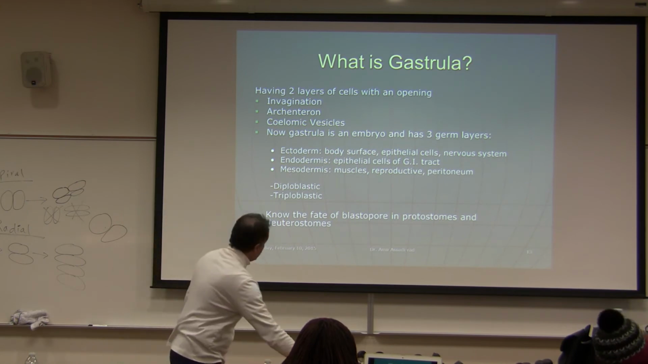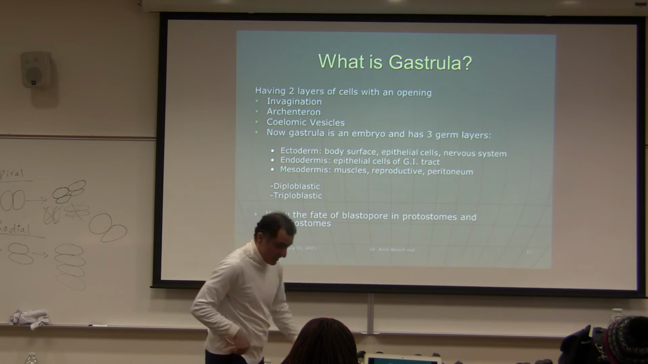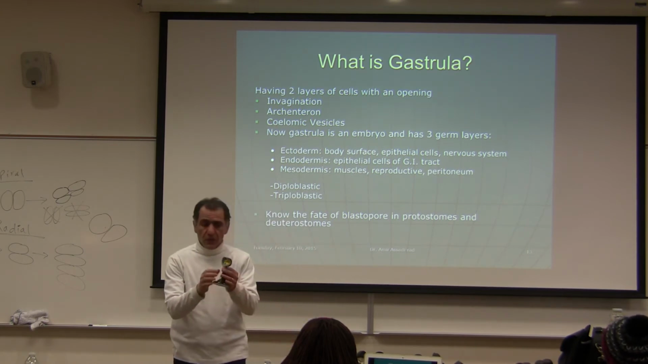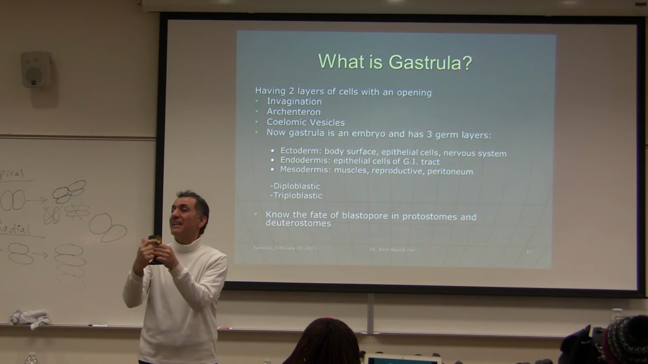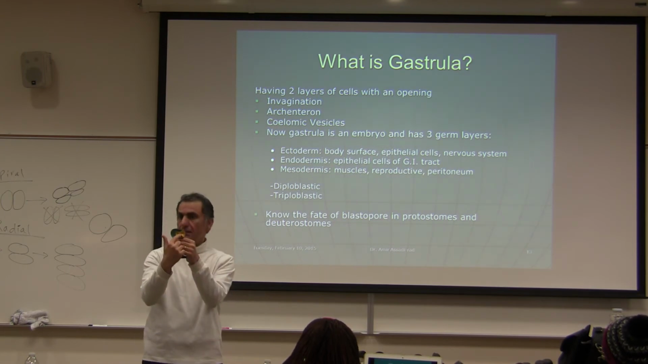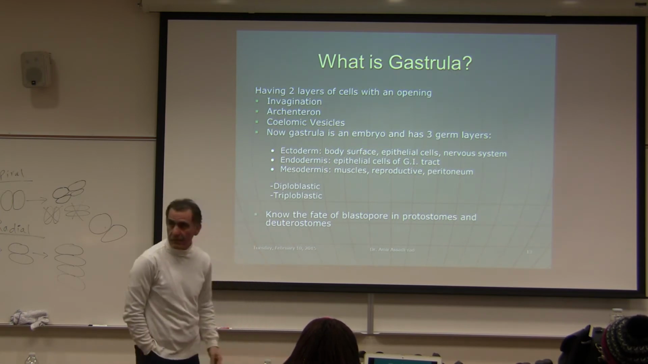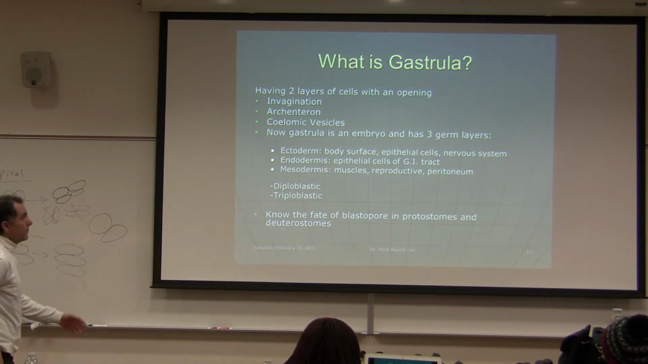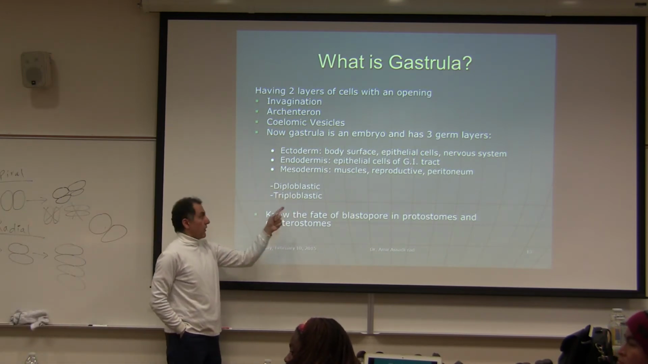Okay, so let's move on and then know the fate of blastopore. The blastopore, right here, does it become mouth or does it become anus? If it becomes mouth, then it is a protostome animal. If it becomes anus, it's a deuterostome animal. I hope I'm making some sense. Alex, am I making some sense? Okay. Well, you had a question? No, it's clear as mud. Okay, clear as mud.